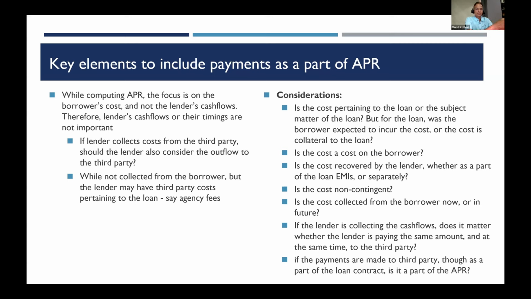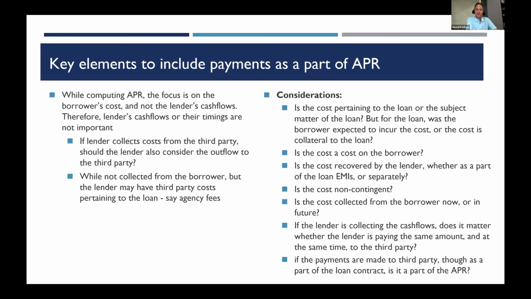For example, 1st April. Lender collects costs from a third party. Should the lender consider this the outflow to a third party? Lender makes payment to third party, right? Let's say I'm paying to a broker, no question of including. Lender is collecting money from a third party. Let's say I'm collecting from a vendor OEM. I'm getting some payment, some subvention from the OEM. Will it form part of APR computation? Surely not. So while not collected from the borrower, lender may have third party costs like agency costs.